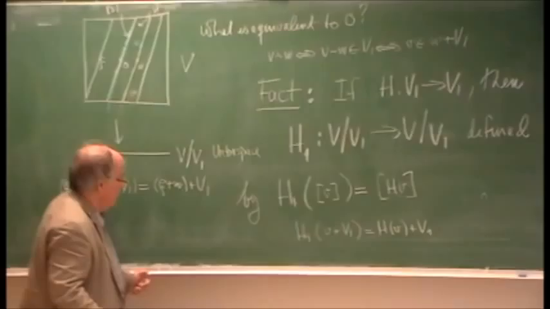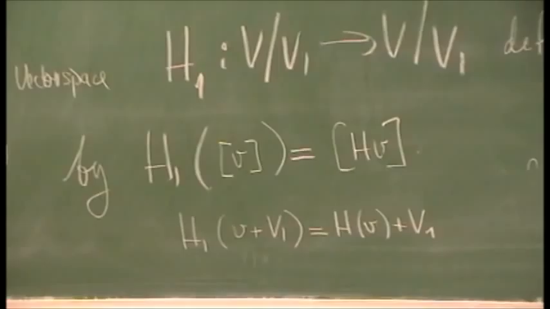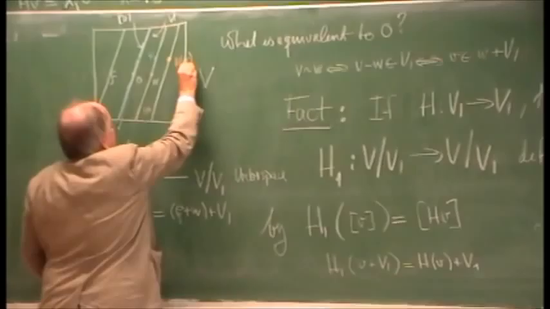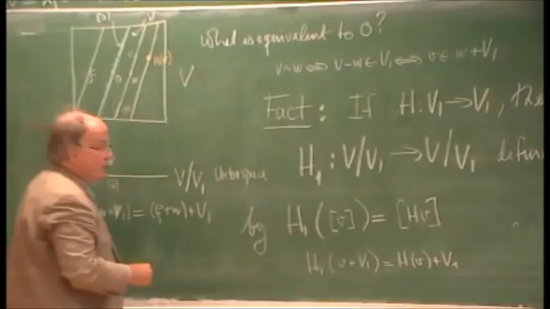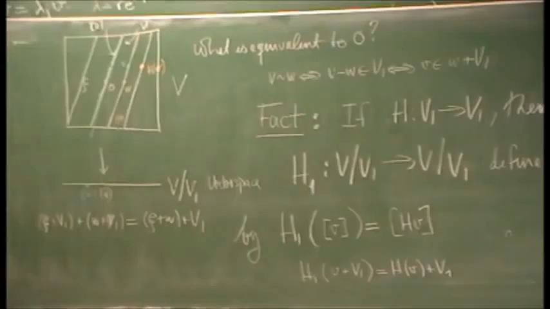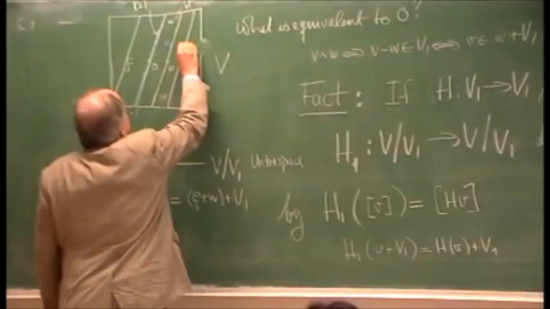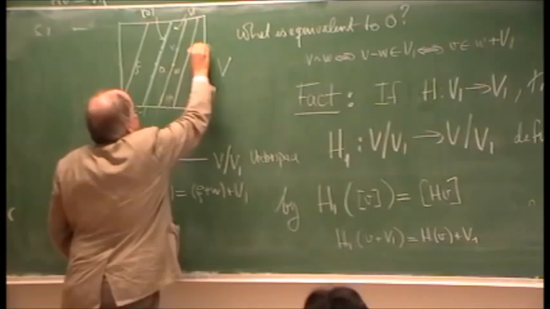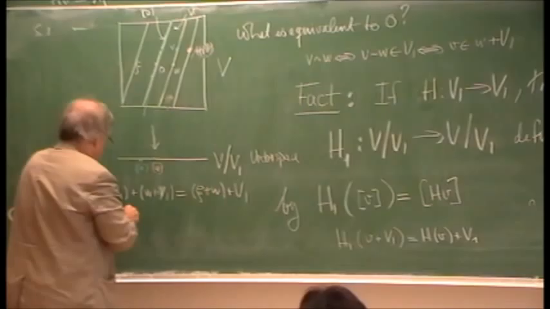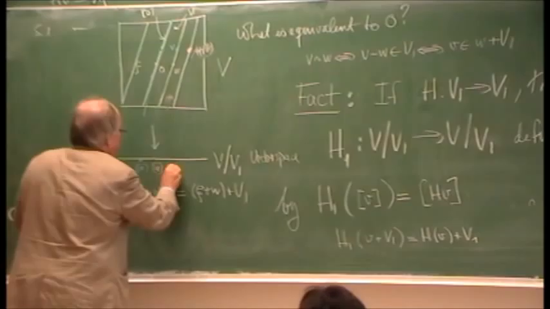Okay. So let's say here, H of V is here. My color coding, let's see if I can get a decent color code. Let's see, H of V is there. So this is H of V. Okay. And here's V. And V goes to H of V.